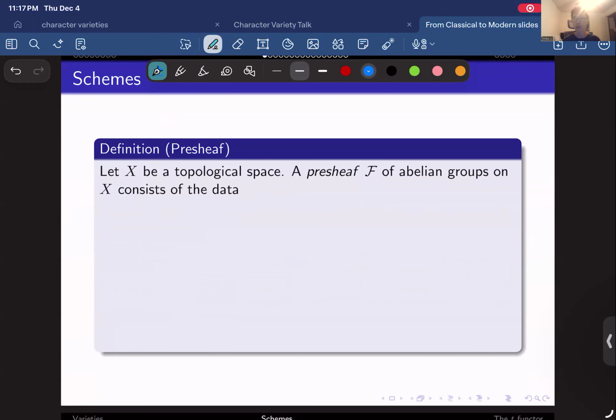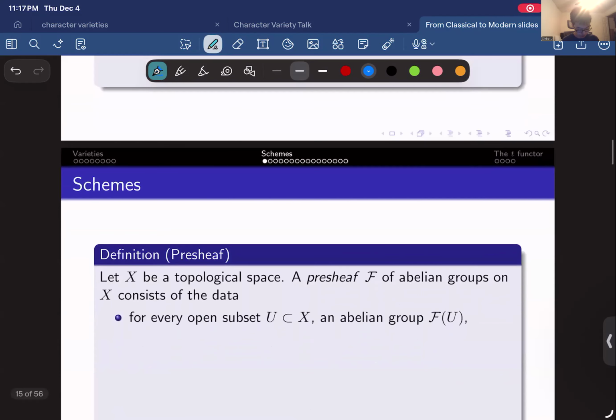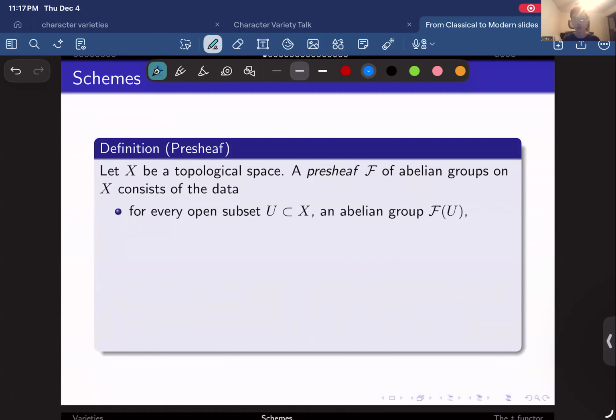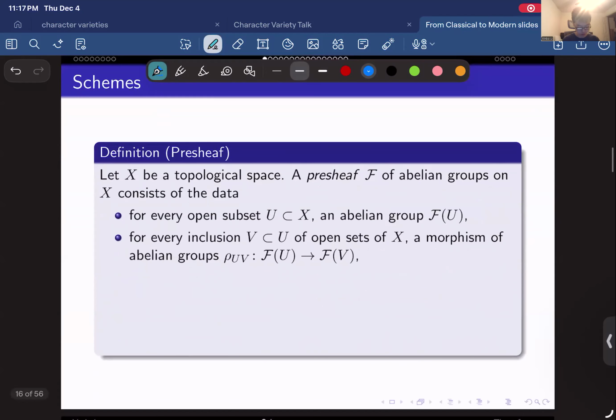So the first notion I'll define is the notion of presheaf. Let X be a topological space. A presheaf F of abelian groups on X consists of the following data. First, for every open subset U in X, I give you an abelian group F(U), and for every inclusion V inside U of open sets of X, a morphism of abelian groups called rho_UV from F(U) to F(V).